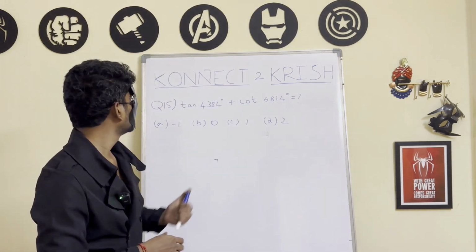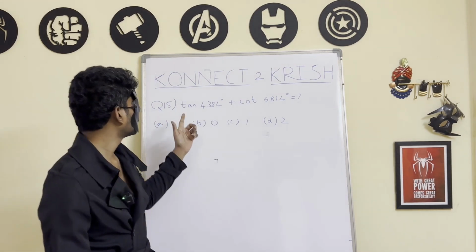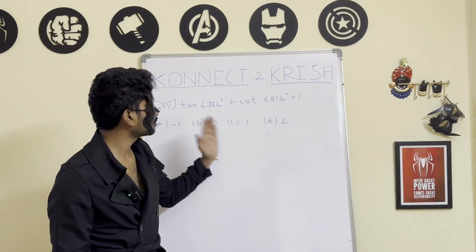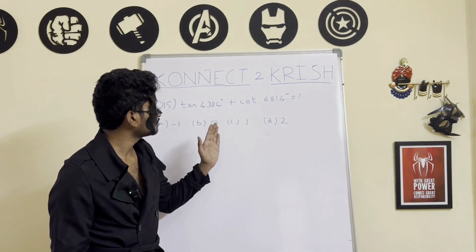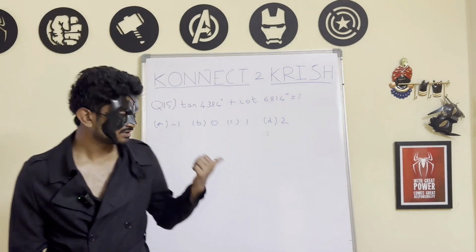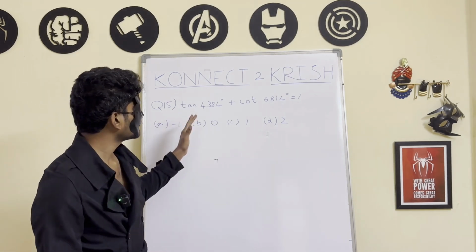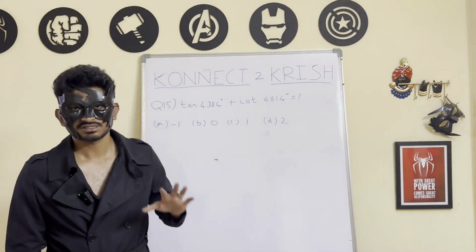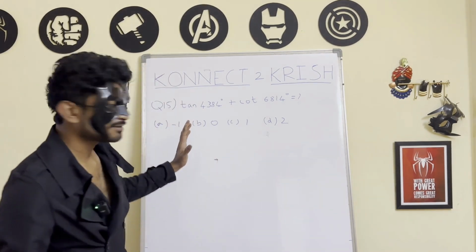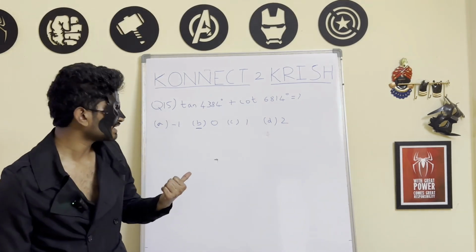Question number 15. It asks us to find the value of tan 4384 degrees plus cot of 6814 degrees. Suppose in the exam, here you can make a smart guess also. I am teaching you how to make it. Suppose in the exam I just have 2 to 3 seconds left, and then the answer I am going to mark will be B. Now you might ask why.